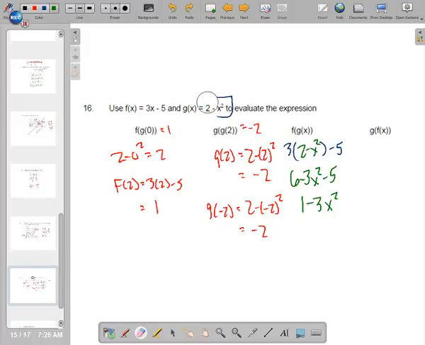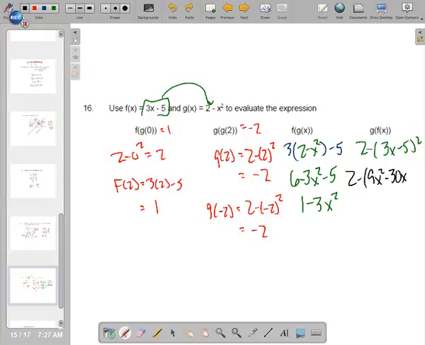And then if I want to do the last one, I want to go backwards. So g of f of x: now I'm taking this guy and plugging it in here, where x is, 2 minus (3x minus 5) squared. Now you do need to write that out, and you need to expand it. If you do it in your head, great, but make sure you have the parentheses here. This is 3x times 3x is 9x squared, minus 15 is minus 30x, and negative 5 times negative 5 is positive 25.